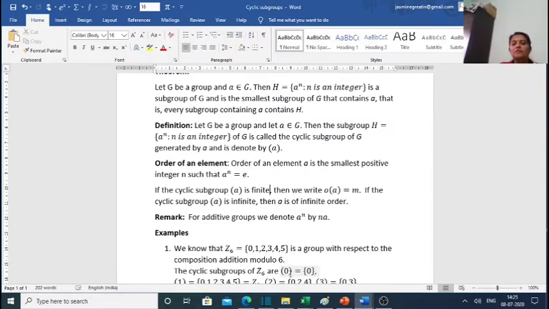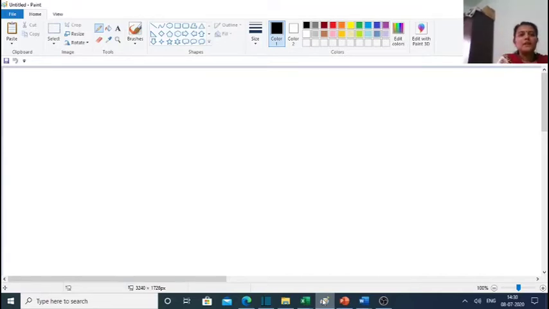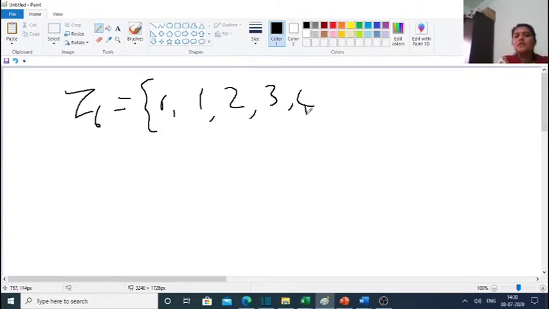So we have the cyclic subgroup definition and the definition of order. For an additive group, we denote the operation by plus, so a raised to n is a plus a and so on, n times, denoted by na. Now we have two examples. The first example is Z6, which is equal to 0, 1, 2, 3, 4, 5 with addition modulo 6.